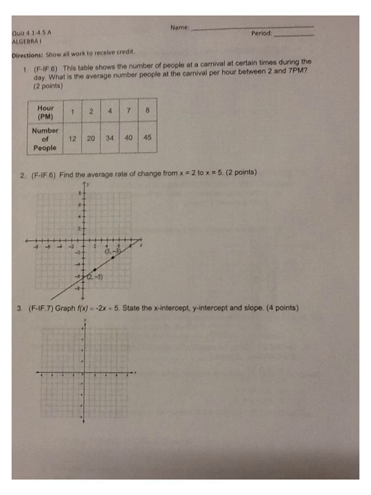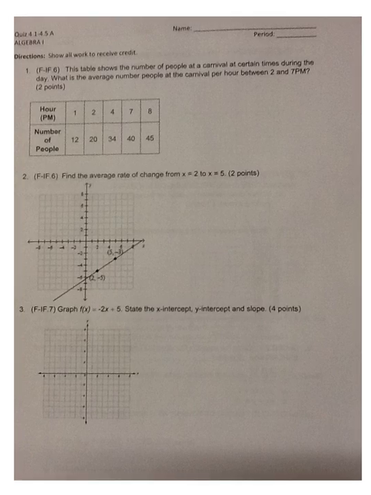So this table shows the number of people at a carnival at certain times during the day. What is the average number of people at the carnival between the hours of 2 and 7? So, this is your X. Oops, I need a pen. This is your X, and this is your Y. So 2 to 7, 2 is X1, 7 is X2, 20 is Y1, 40 is Y2.